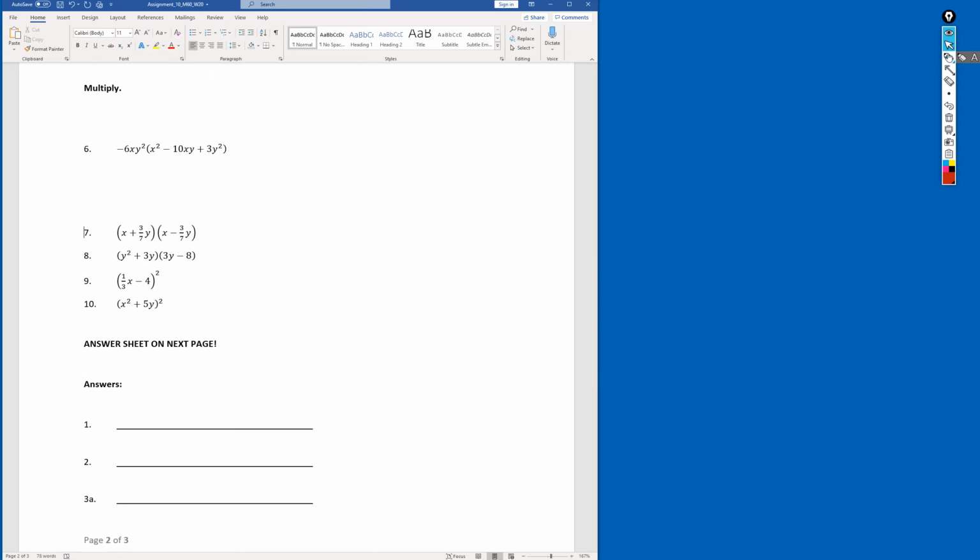All right, on number 6, the key is distribute, distribute, distribute. Be careful with your signs. So we're going to start by doing -6xy squared, and then times x squared, that's the first term.